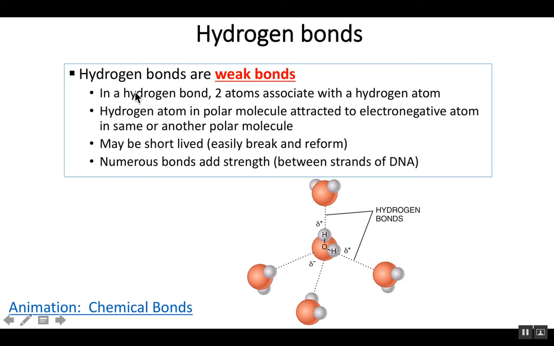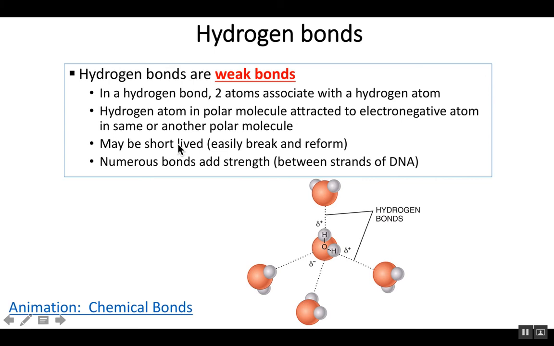By definition, a hydrogen bond is when two atoms will associate with a hydrogen atom. A hydrogen atom in a polar molecule is attracted to the electronegative atom in the same or another polar molecule. So hydrogen bonds, what I want you to remember, form between polar molecules. And they often will share that hydrogen. They may be short-lived, they're easy to break and reform.